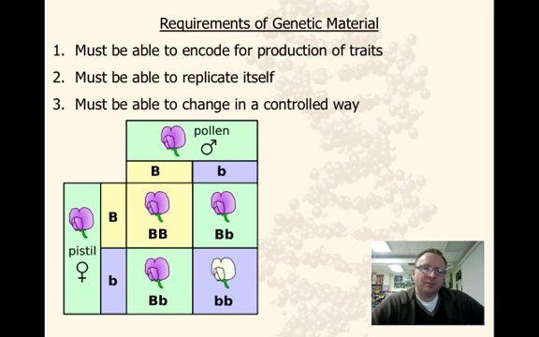Now Mendel knew nothing about DNA. DNA hadn't even been discovered when Mendel was doing his work. And when he devised his laws, he referred to the characteristics, the material that would pass on characteristics, he referred to them as factors. So here we would have genetic factors.